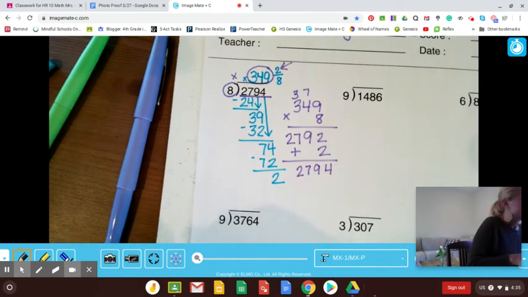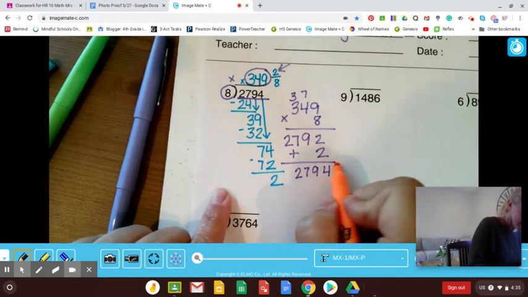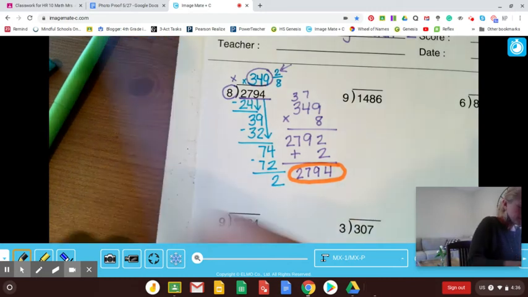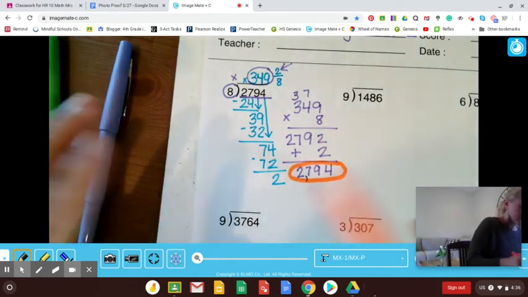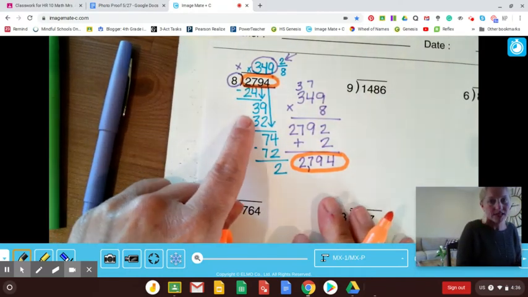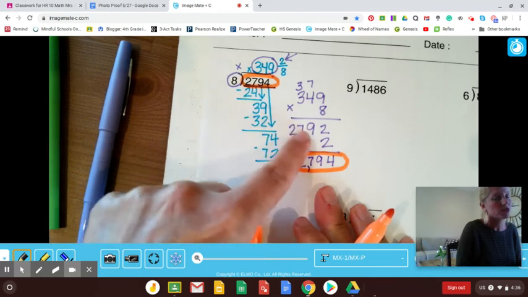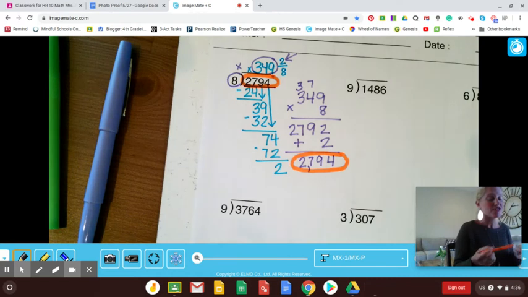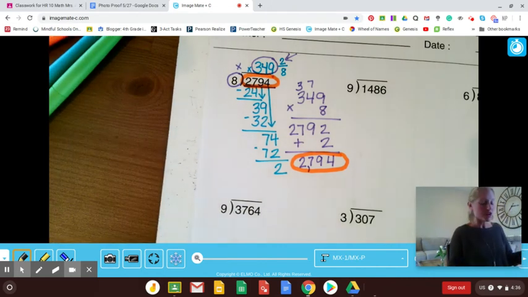Did I get the same answer? I did, and I like to circle it using a different color. So we have 2,794, and we have 2,794. If this were a test, I would make sure that I checked my work using inverse operations, because then I'm proven. It's almost like a guarantee that you can get 100%. That's why I love division, especially, because you can always check your work and you can know that you got it correct. Okay, we also have the answer key, so you could look there too.